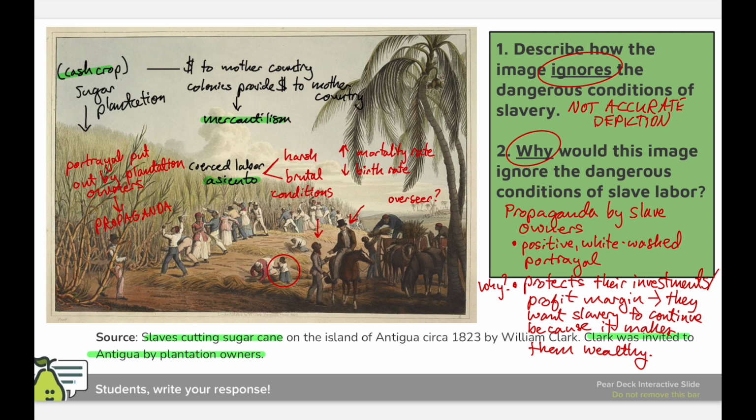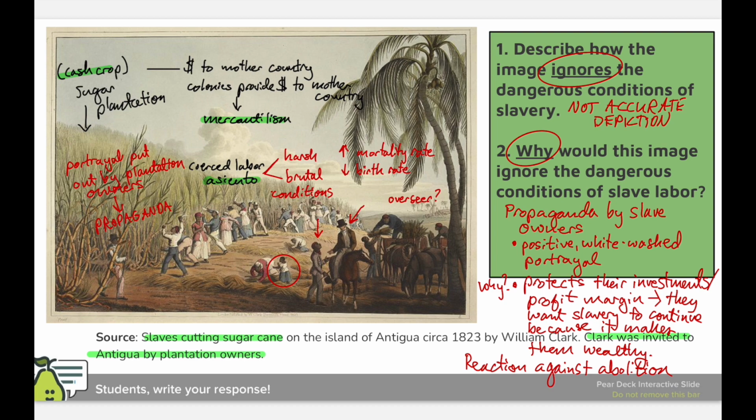By painting this labor system, the asiento, in a positive light, that means that fewer people are going to be aghast at the conditions. Fewer people are going to want to fight for abolition, okay? Because if they look at the actual conditions of slavery, the brutal conditions, they'd be like, oh my gosh, how could we do this to another human being? But if you get a rosy picture, a false picture of what it's like, then you're less likely to be outraged.